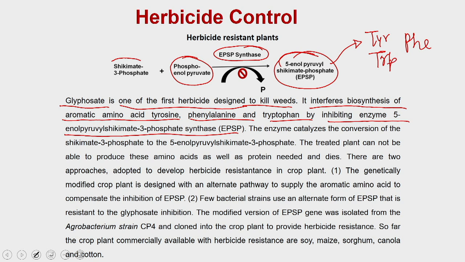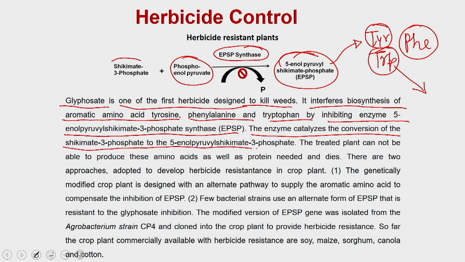And by inhibiting this particular enzyme, you are actually limiting the availability of these amino acids for biosynthesis of many of the proteins, which may be responsible for running the crucial metabolic reactions. The enzyme catalyzes the conversion of shikimate 3-phosphate to this. The treated plant cannot produce any amino acids as well as the proteins needed, and dies.